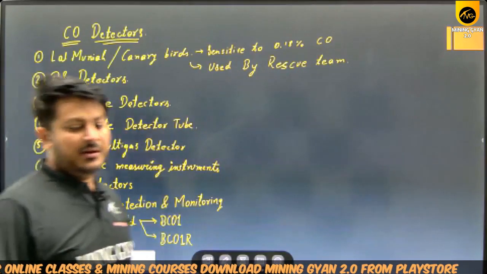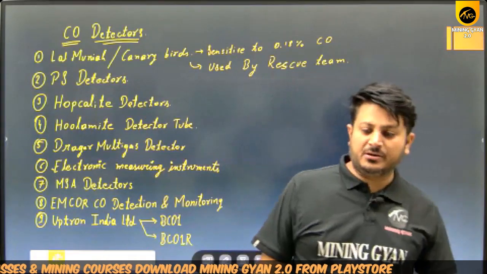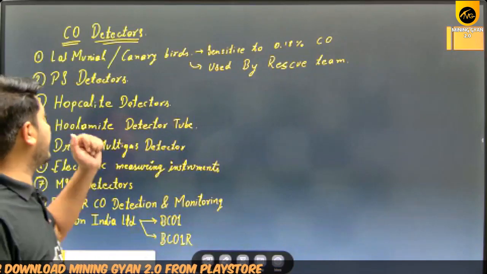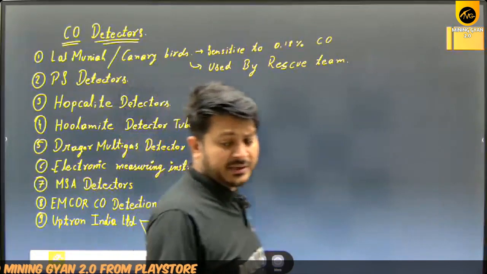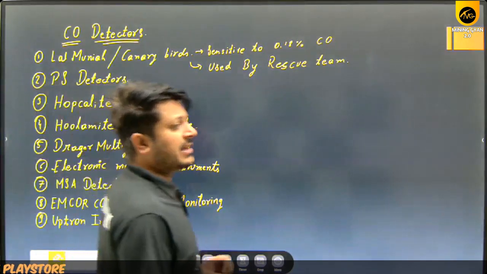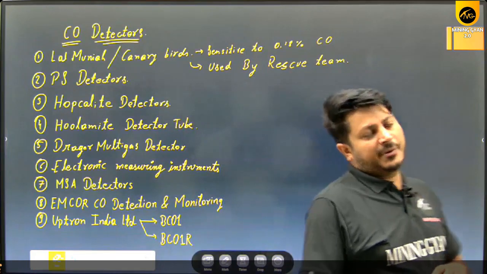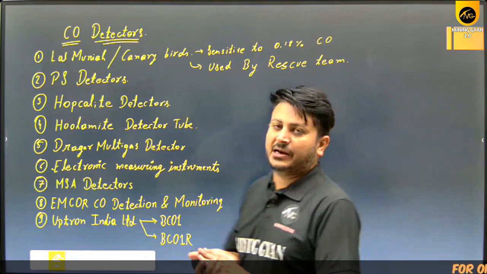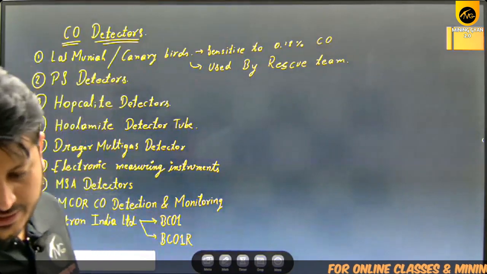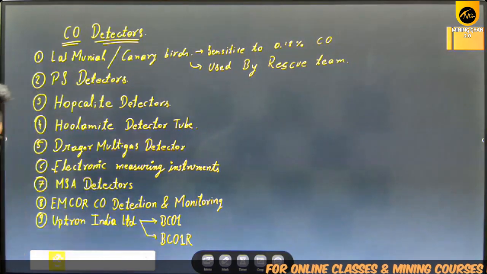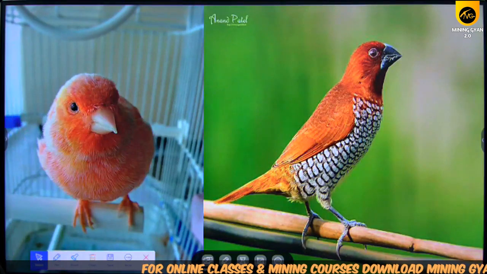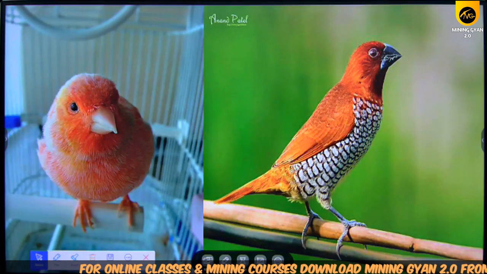Whenever a rescue team goes to a mine after an explosion or fire, they used to carry the Lal Munia birds or canary birds with them, so that they could detect the presence of carbon monoxide. They used to take approximately 2 to 3 canary birds along with them in a small cage. This is the Lal Munia bird or the canary bird. See how beautiful she is.